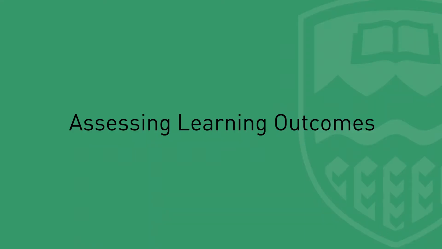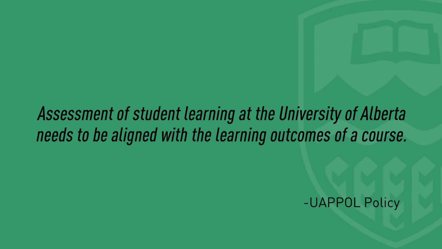Assessing learning outcomes. According to the UAPPOL, assessment of student learning at the University of Alberta needs to be aligned with the learning outcomes of a course. Assessments are defined by the verbs used within a learning outcome. This is why we suggest using measurable verbs to write learning outcomes. If an outcome shows what a student should be able to do with their learned knowledge by the end of a course, then assessments can be developed to fulfill these expectations.